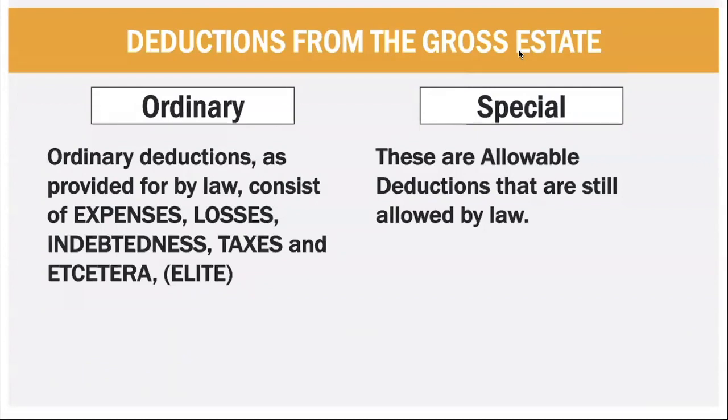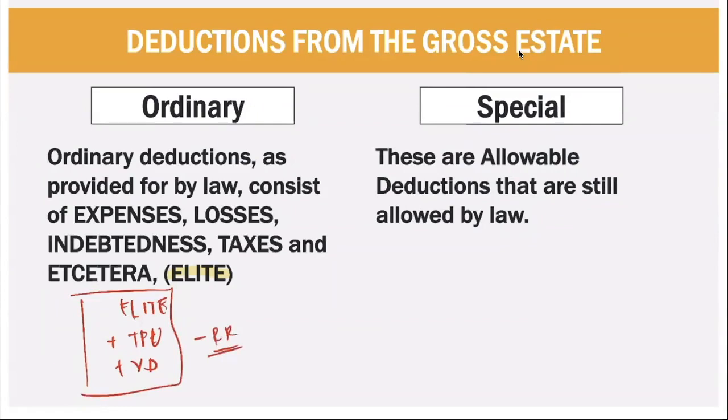First, ordinary deductions. These deductions, as provided for by law, consist of your expenses, losses, indebtedness, taxes, and etc. We call it your ELIT deductions. But actually, it is not only your ELIT. We have your ELIT plus PPU plus your vanishing deduction. So under the RR, this is considered as ordinary deduction: expenses, losses, indebtedness, taxes, and etc., plus transfer for public use plus your vanishing deduction.